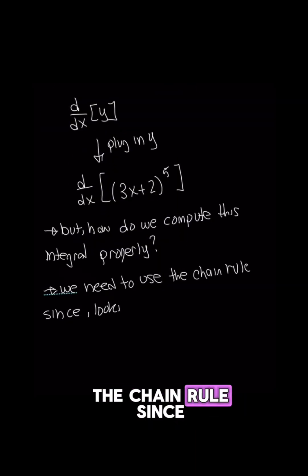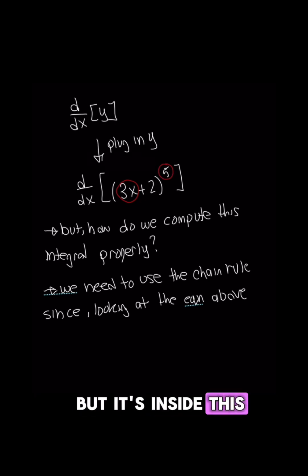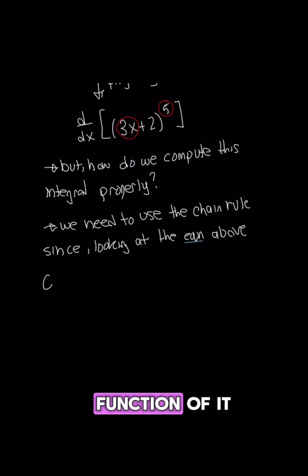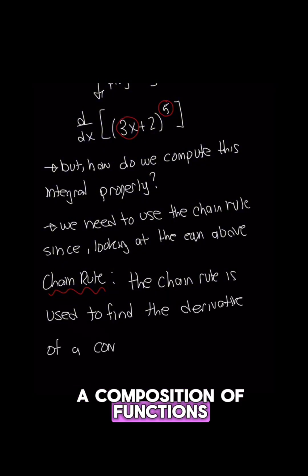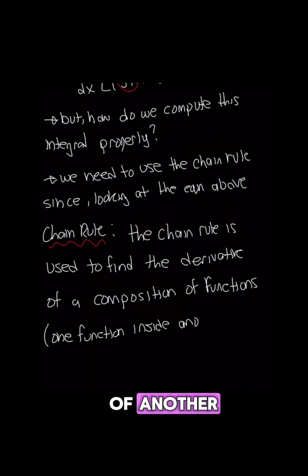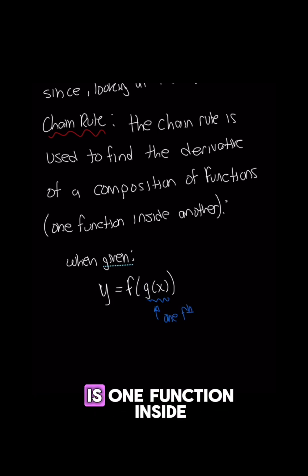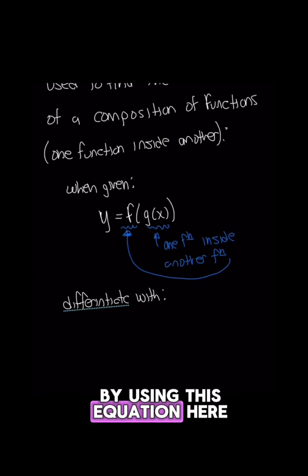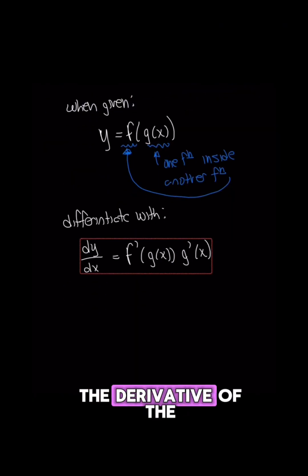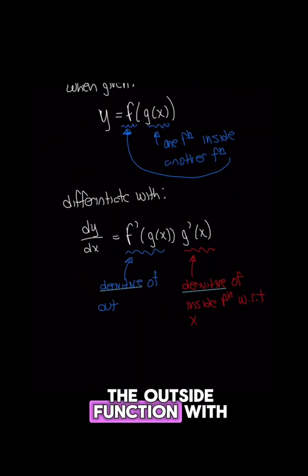We need to use the chain rule, since looking at the equation, the variable we're taking the derivative of is 3x, but it's inside this bracket to the 5, so that's the outside function of it. The chain rule states that it is used to find the derivative of a composition of functions when one function is inside of another. So when given y equal to f(g(x)), where g(x) is one function inside of another function, we can differentiate by using this equation here, where it's equal to the derivative of the inside function with respect to x times the derivative of the outside function with respect to x.